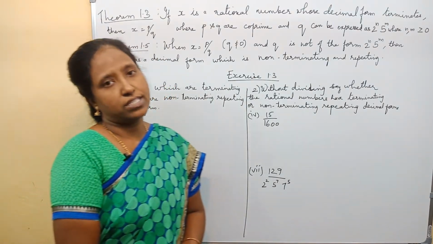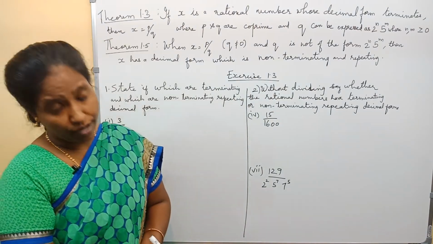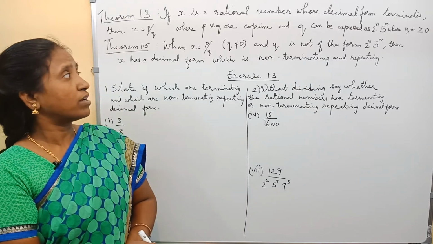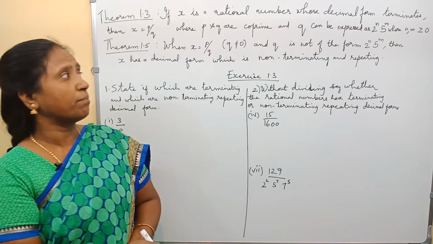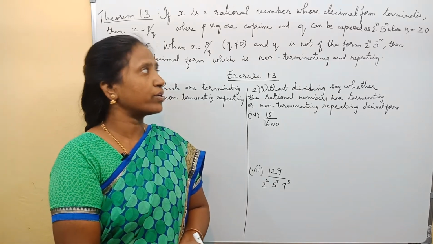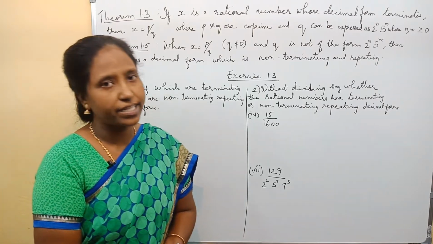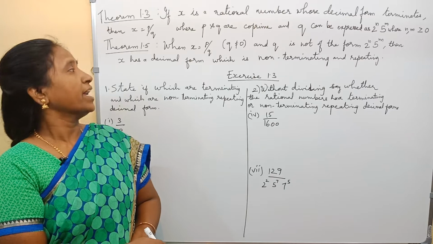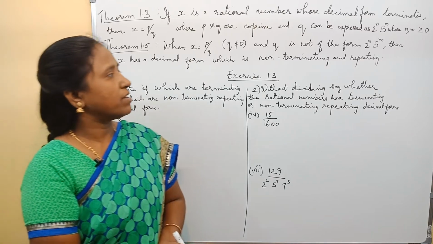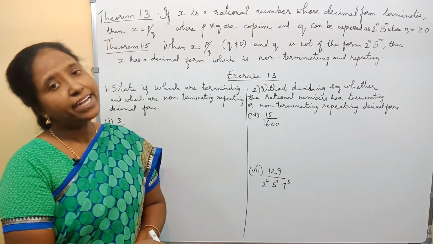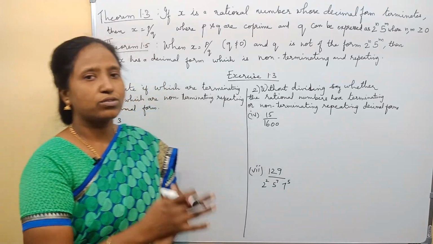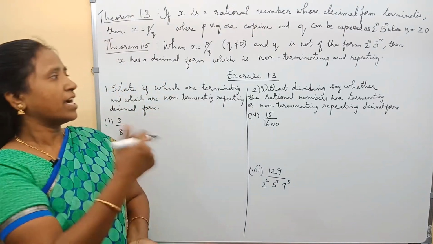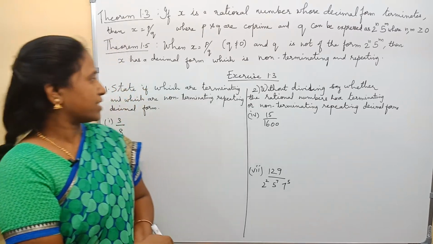And then Theorem 1.5 says, if x equals p by q, where q is not equal to 0, that is a rational number, and q is not of the form 2 power n 5 power m, then x has a decimal form which is non-terminating and repeating. It won't terminate. It will go on repeating the same number again and again. Come, let's get into the exercise, right?